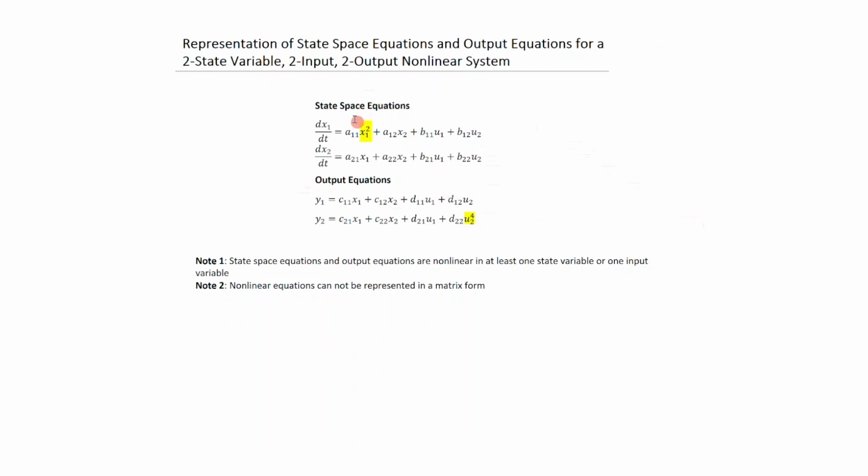So in this case, it's nonlinear, and we would not be able to write either this set of equations or this set of equations in matrix form. It's only possible if you're dealing with linear systems. So if the state space equations and output equations are nonlinear in at least one state variable or one input variable, they cannot be represented in matrix form.